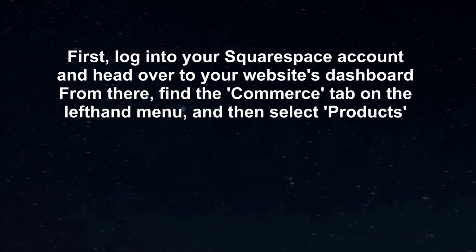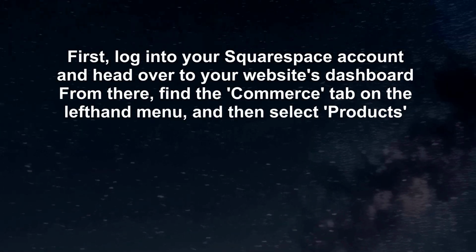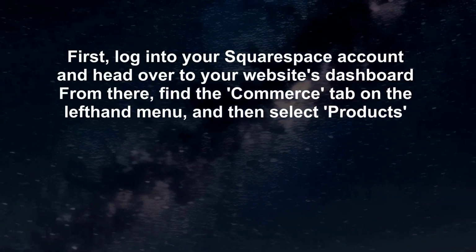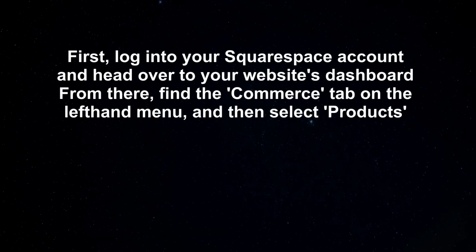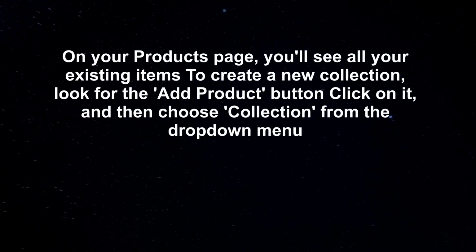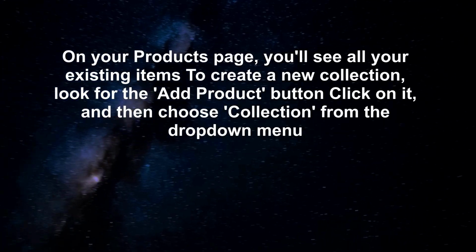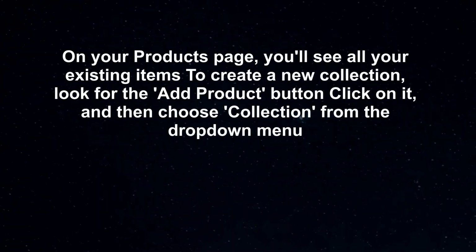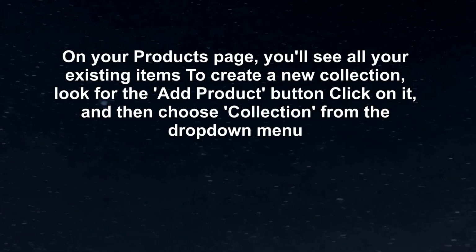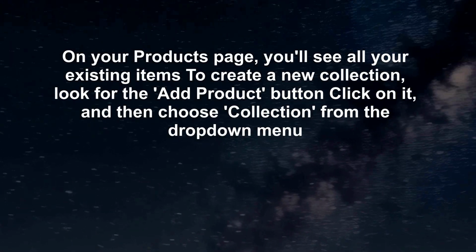First, log into your Squarespace account and head over to your website's dashboard. From there, find the Commerce tab on the left-hand menu, and then select Products. On your Products page, you'll see all your existing items. To create a new collection, look for the Add Product button, click on it, and then choose Collection from the drop-down menu.